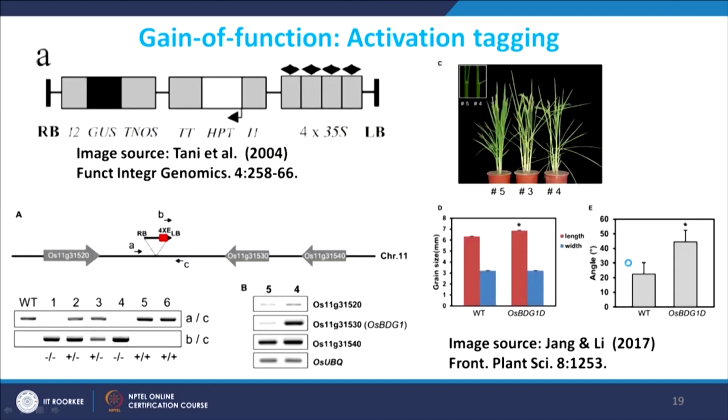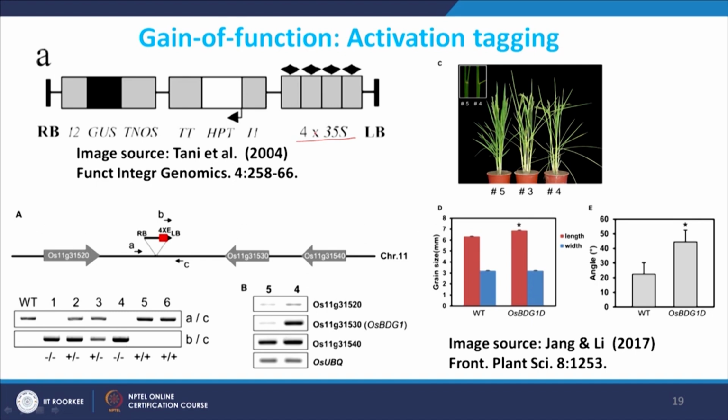So, another way to generate a gain of function mutant is activation tagging. In activation tagging, basically what you do is take a T-DNA construct and put multiple copies of enhancer elements. Here you can take a 4x copy of the 35S enhancer element and then randomly throw it in the genome, and it will go and integrate.